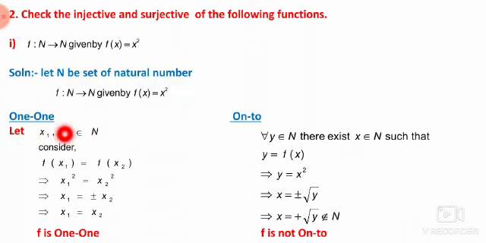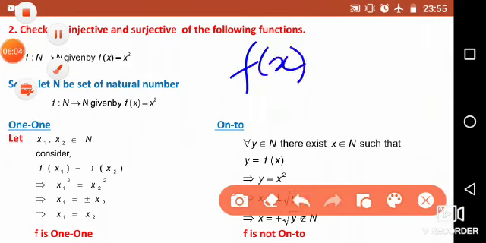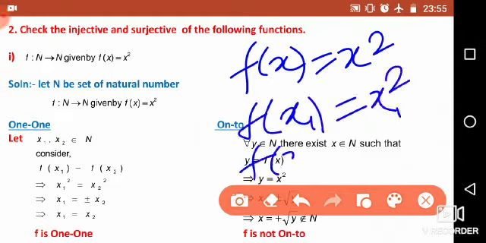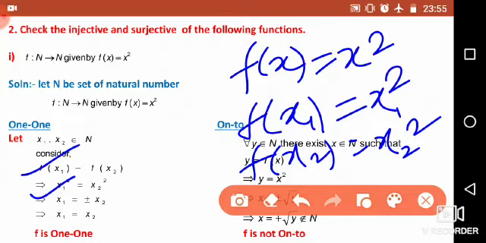Let me begin with one-one function. To begin with, let x1, x2 belong to the domain. Consider f of x1 equals f of x2. Our conclusion is to prove that x1 equals x2. As we know, f of x is nothing but x square. Therefore, f of x1 will be equal to x1 square, and f of x2 will be x2 square. Therefore, we are replacing f of x1 as x1 square and f of x2 as x2 square.